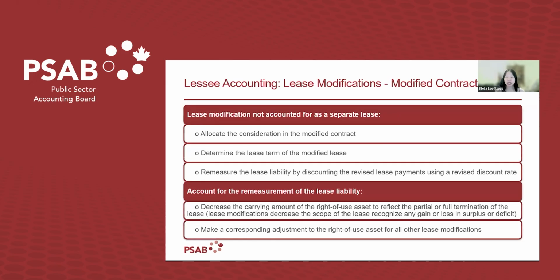Where the lease modification is not accounted for as a separate lease, the lessee will need to account for the remeasurement of the lease liability by first decreasing the carrying amount of the right-of-use asset to reflect the partial or full termination of the lease for lease modifications that decrease the scope of the lease. The lessee should recognize any gain or loss relating to the partial or full termination of the lease in surplus or deficit. And lastly, making a corresponding adjustment to the right-of-use asset for all other lease modifications.